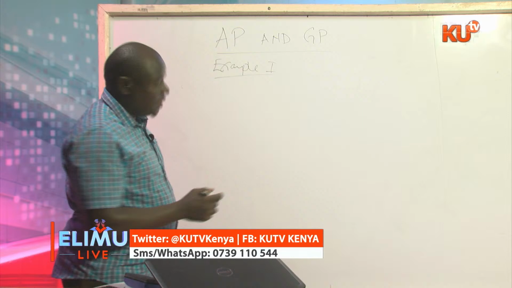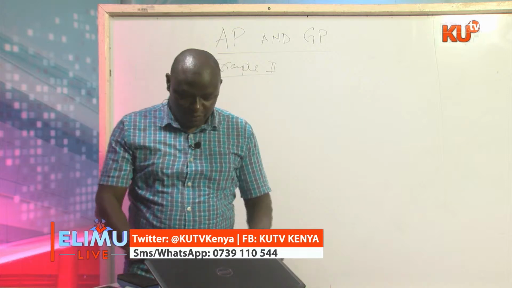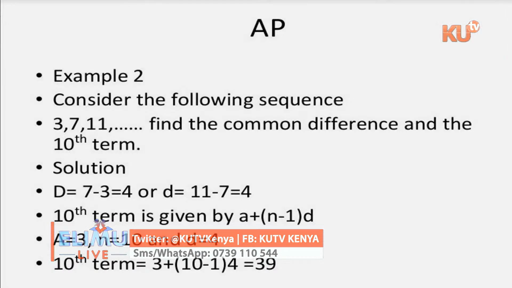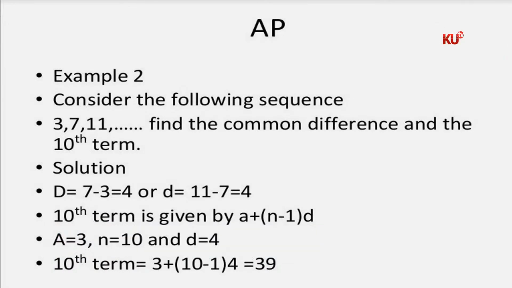Example number 2. It is already on your screen. Please look at it. We want to consider an example that has a sequence 3, 7, 11. I have a question for you learners. Is this an AP or a GP? It's a sequence. Is it an AP or a GP?